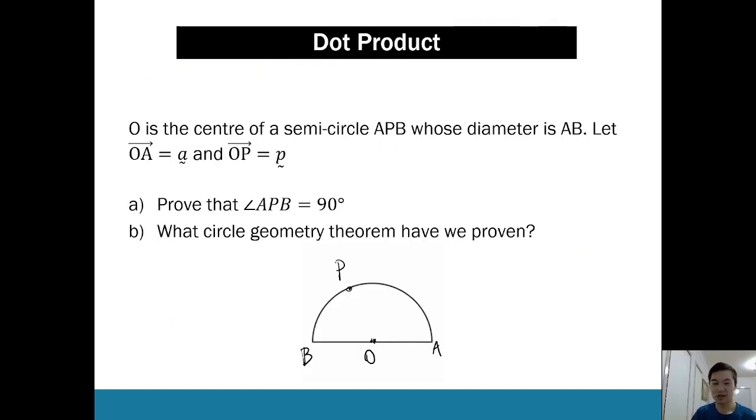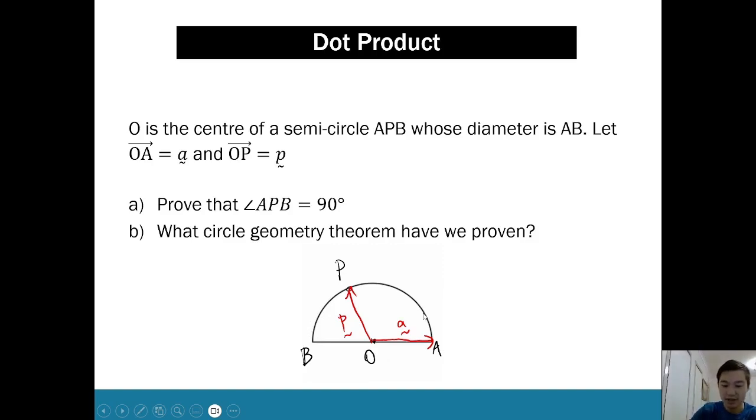Okay, so here's another question. We have a semicircle APB, whose diameter is AB. We let OA be the vector a, and OP is the vector p. We're asked to prove that angle APB is 90 degrees.